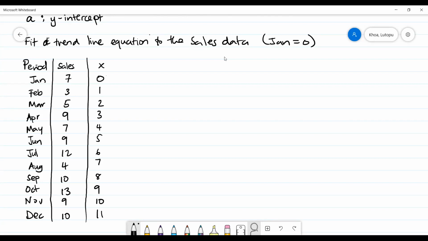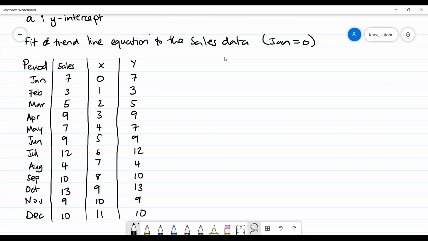Our sales are going to be our Y values. Normally, once you get the hang of it, you will write the X first and then the Y. So I'm just going to repeat my Y values, not changing them in any way: 7, 3, 5, 9, 7, 9, 12, 4, 10, 13, 9, and 10. I just wanted the X to appear first. Now we want to come up with this equation: Y equals A plus BX.